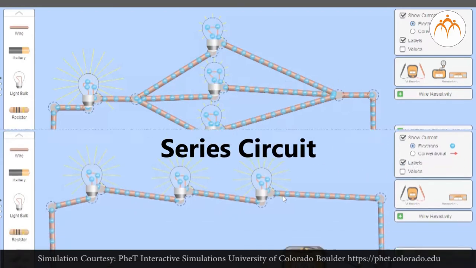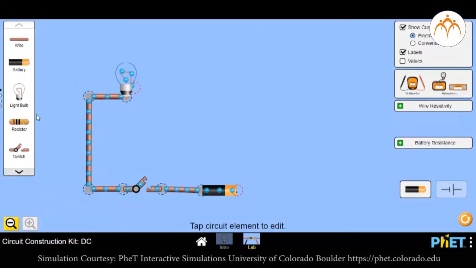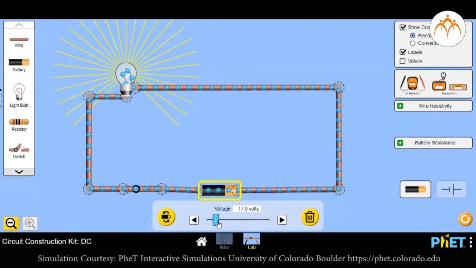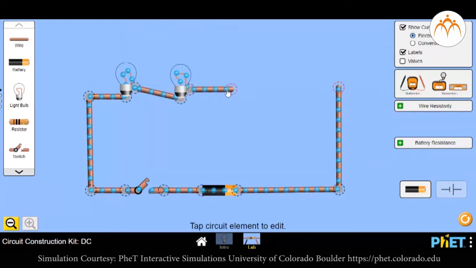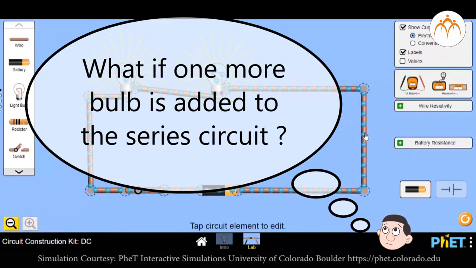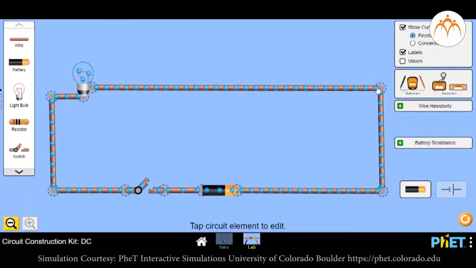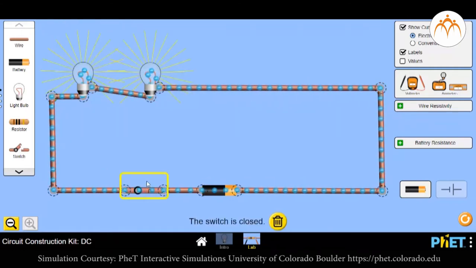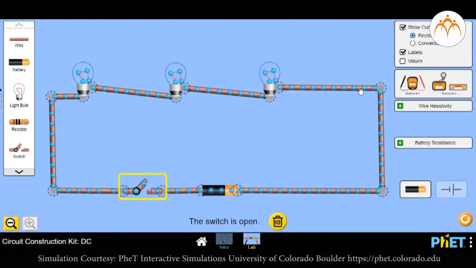Let us talk about the series circuit. A series circuit can be constructed by connecting light bulbs in such a manner that there is a single pathway for current flow. The bulbs are added to the same line with no branching point. What will happen if I add one more bulb to the same branch? As more and more light bulbs are added, the brightness of each bulb gradually decreases. This observation is an indicator that the current within the circuit is decreasing. Any device we add offers some resistance to the current flow.